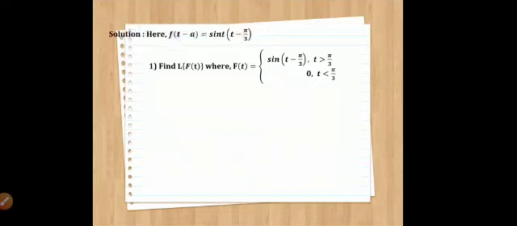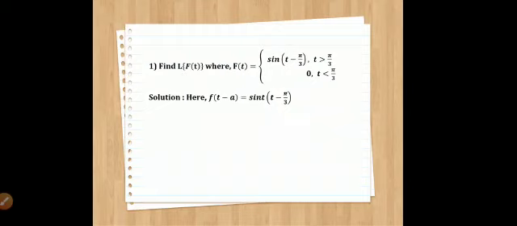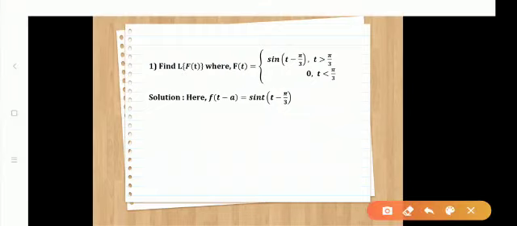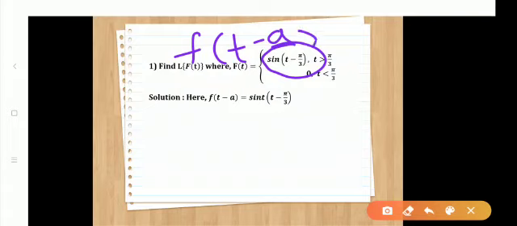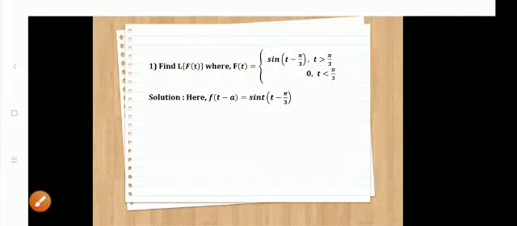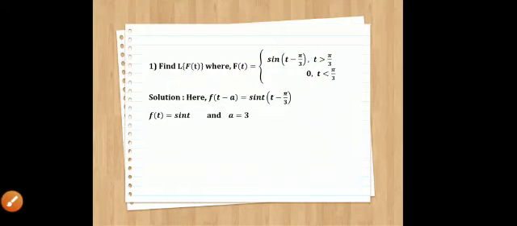So solution is very simple. Here f of t minus a, that is from the capital F of t standard form, here it is f of small t minus a. So just compare that with the given function. You will get f of t minus a is equal to sine of t minus pi by 3. Now just find out f of t and value of a. Here it is very clear, f of t is equal to sine t and a equal to pi by 3.